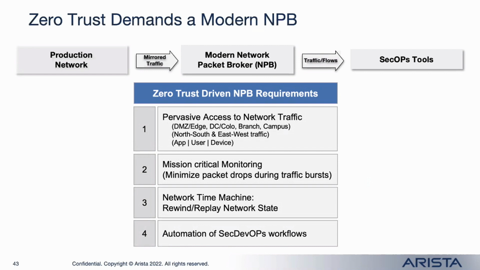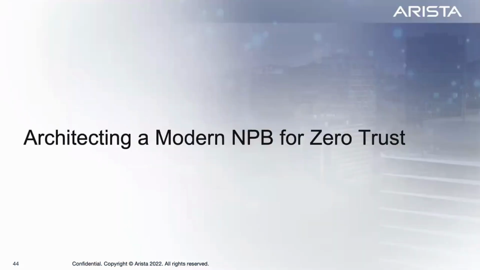And finally, how can we automate this? We have seen automation in DevOps. Then we have seen automation in NetDevOps. And the same automation principles are being applied to SecDevOps. So security teams and security workflows, if they're automated, then we can do the threat hunting and threat identification faster. And so these are sort of new requirements driven by zero trust on the network packet broker.